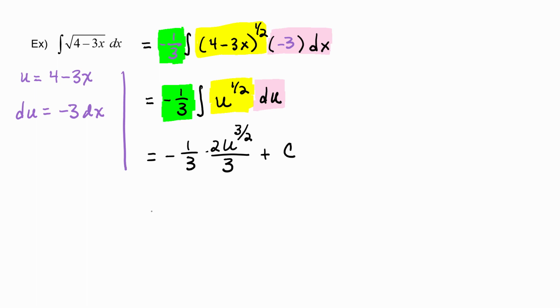Now we have to simplify and go back to the x variable. So this becomes negative 2/9. We replace the u with 4 minus 3x. So we have quantity 4 minus 3x raised up to the 3/2 power plus c.